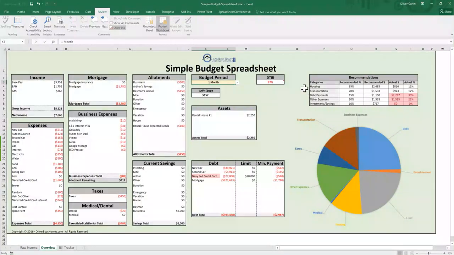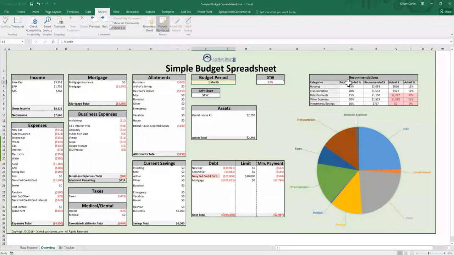If you're below 36, you're good to go. So that's a good thing to keep an eye on. The leftover just tells you how much is left over after you subtract everything from your income. What's left over? This may show up negative for you, or you may have a lot more left over. So you'll have to determine what to do with that. If you're negative, you better figure something out because you can't stay negative every month for too long.